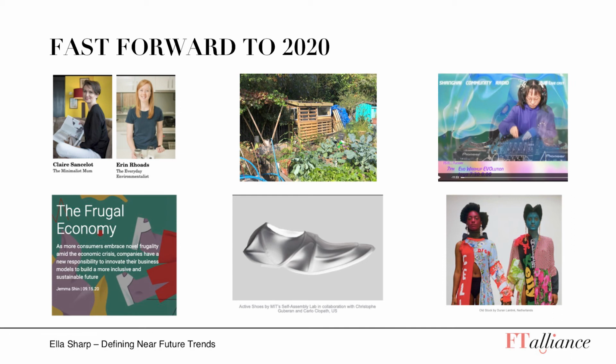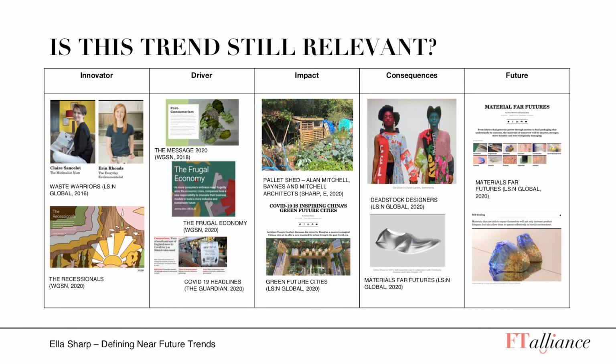Above, we can see reports and images from WGSN, LSN Global, and my allotment, I have to say. In the middle, top centre, is a shed we built over the summer. The next question is, how does this trend look in 2020, and is it still relevant? So I've taken the basic cartogram from slide 8 and filled it in with some of the images from the previous slide, and also some reports that I've referred to during the lecture.